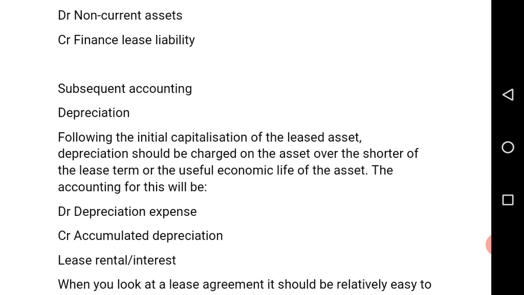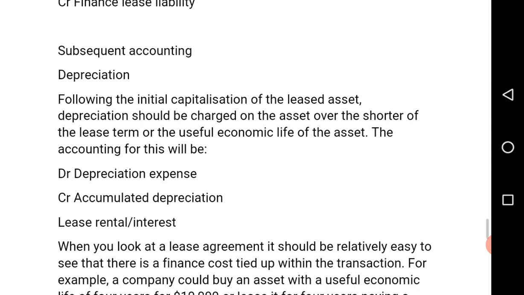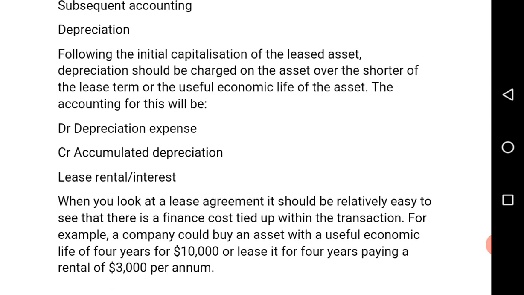The accounting for this would be: you debit depreciation and you credit accumulated depreciation. Depreciation goes to your expense in the profit or loss account, as we treated in example 1 of this lesson. It says lease, rental, or interest. Now we have a short example here. When you look at a lease agreement, it should be relatively easy to see that there is a finance cost tied up within the transaction.